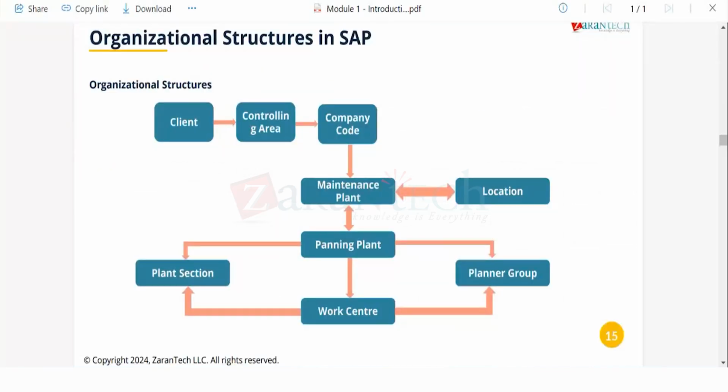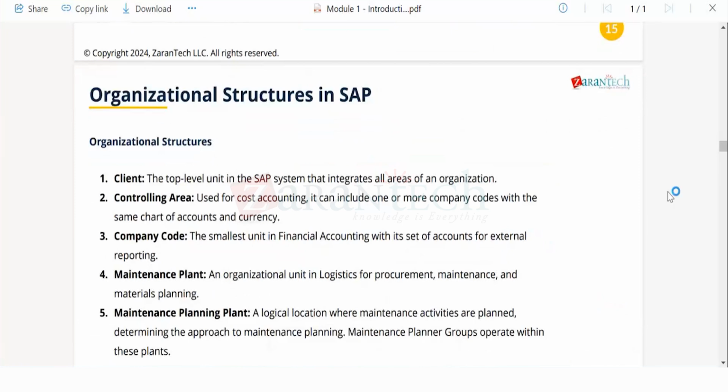There could be a number of maintenance plants, a number of planning plants, and a number of company codes governed by different controlling areas, and there will always be one at the highest level in the organization. Then come the controlling areas, which are the different areas where the data and the cost are held.